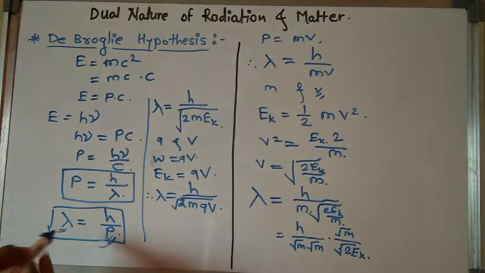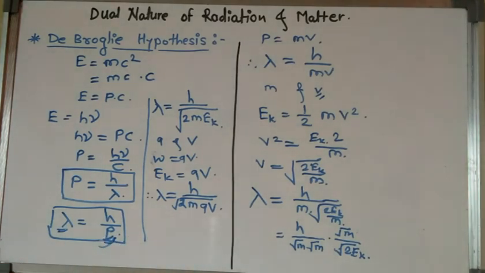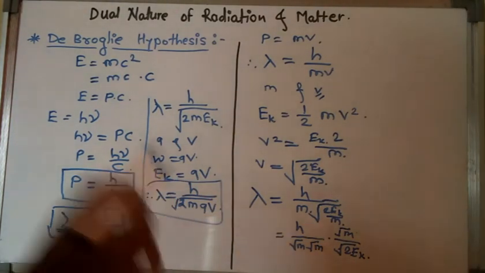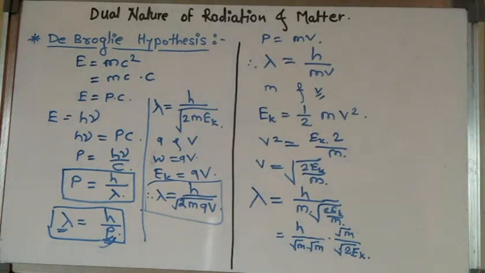Therefore matter has wave nature and particle nature simultaneously, which can be shown by de Broglie's hypothesis or de Broglie's relation: wavelength lambda is equal to h upon p, that is lambda is equal to h upon mv. And then again it has a kinetic energy, therefore we use that kinetic energy, and we get the equation lambda is equal to h upon square root of twice m q V. Understand? Up to here it is clear.